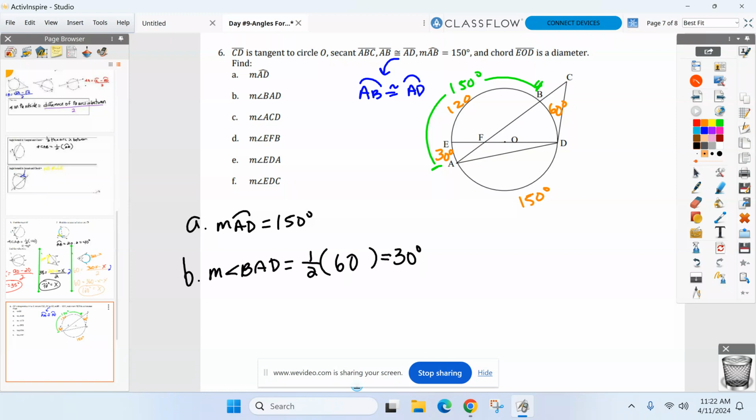Label it in your diagram because you might not have a fact and you might have to rely on some geometry. So 30, make sure we put 30 in for angle BAD. Aiden, great job. Let's move on now.